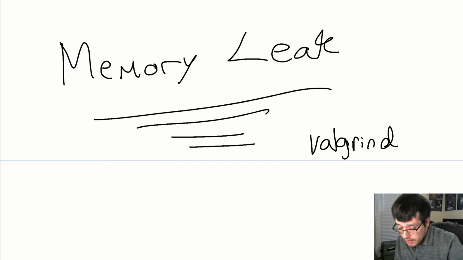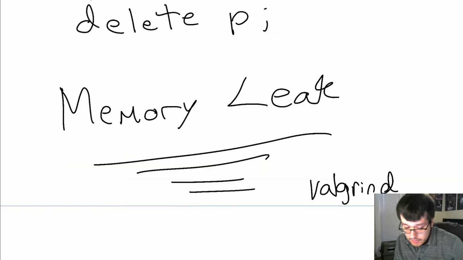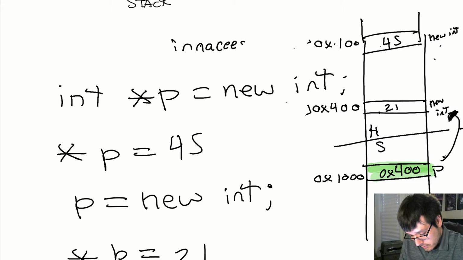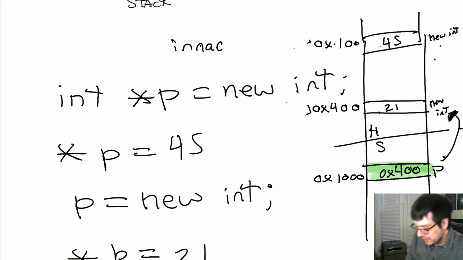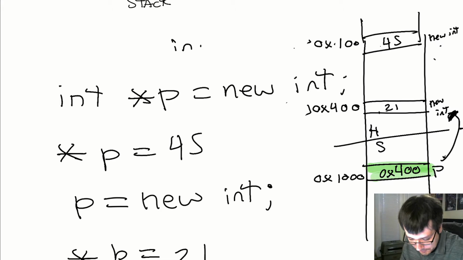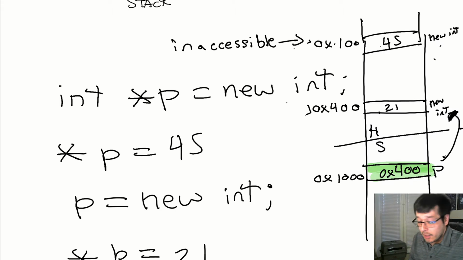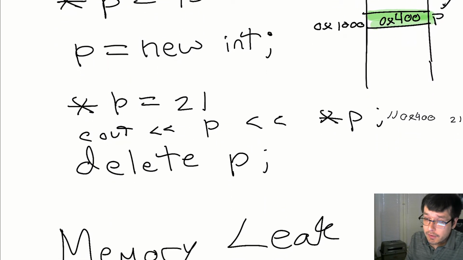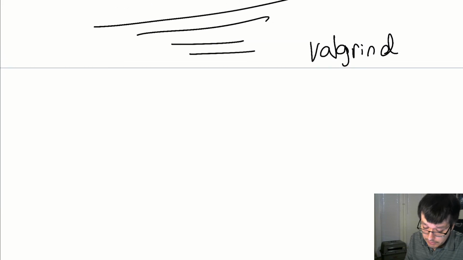The terminology that I have for that is that address 100 is inaccessible. I went a little bit crazy with the letter duplication there. Inaccessible. There we go. It cannot be reallocated, and it cannot be deallocated at that point, okay? And again, a memory leak is unused space that cannot be reallocated or deallocated.